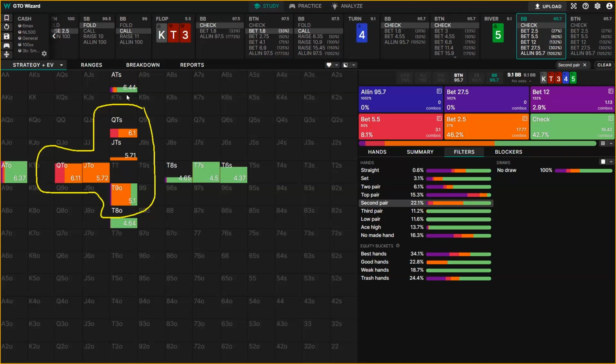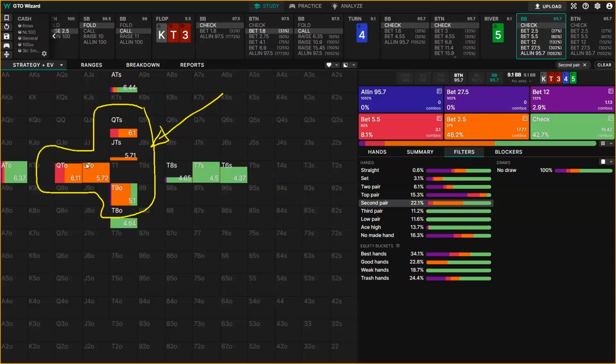Why? Well, look at the size. Okay, we're betting about a quarter pot because that's the most comfortable way to go for value with a hand like Jack 10 or Queen 10. That's the most comfortable sizing that we can end up in with those hands, right?